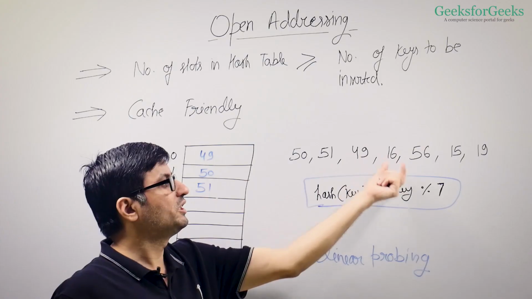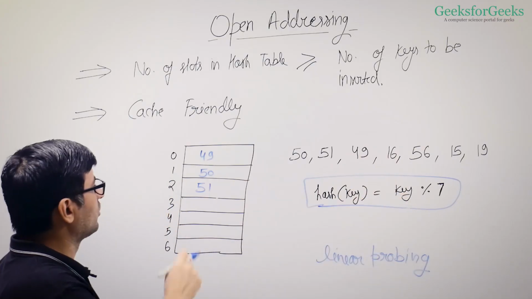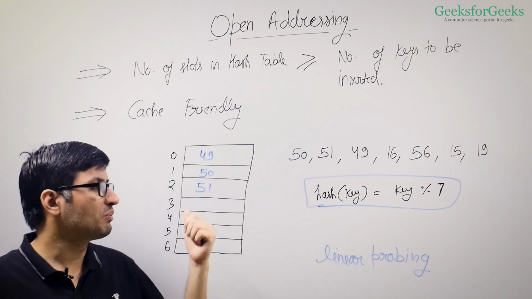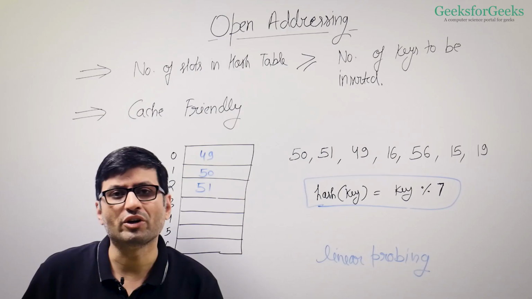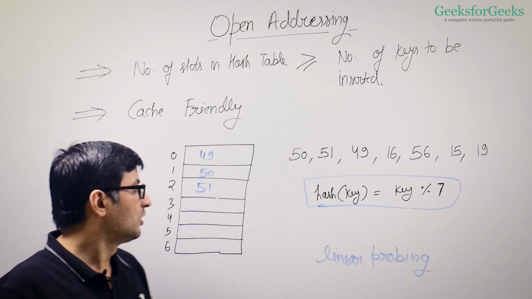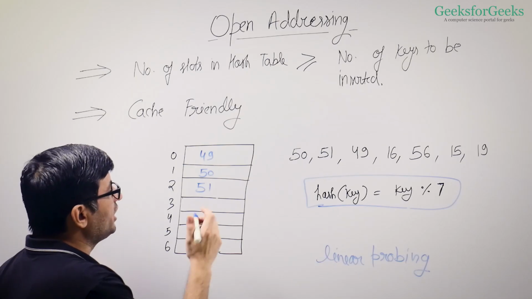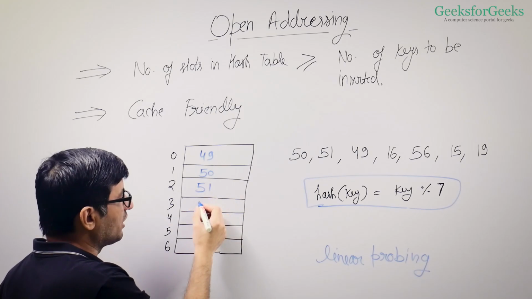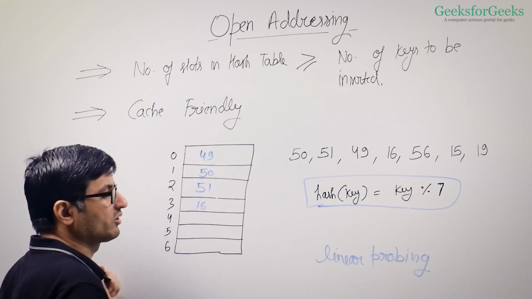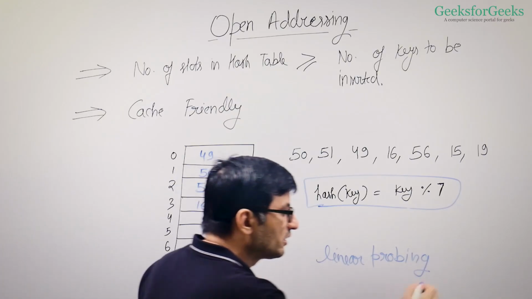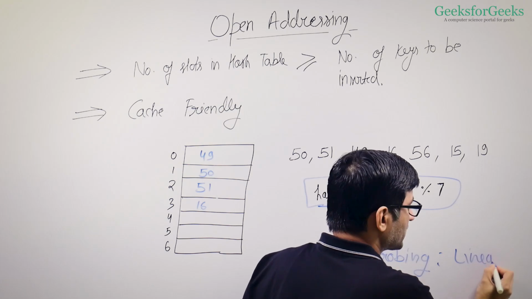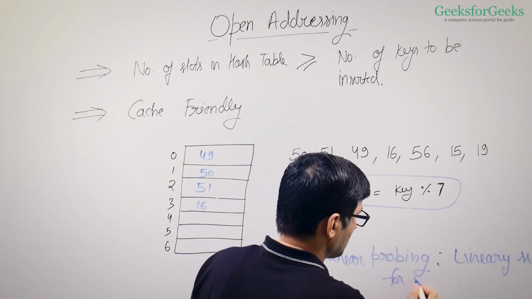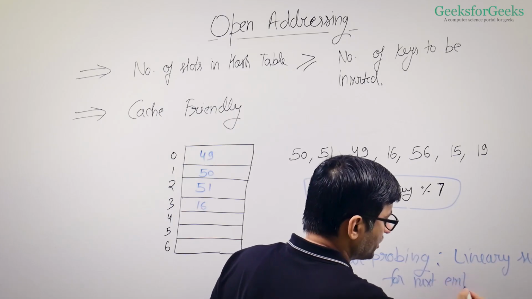16. 16 modulo 7 is 2. So I'll go to index 2 and now I see a collision. I see a value which is mapping to the same slot which is already occupied. What do we do? Linear probing says that we linearly search for the next empty slot. So we linearly search, we come here and we find this as the next empty slot, right? So linear probing means linearly search for the next empty slot when there is a collision.